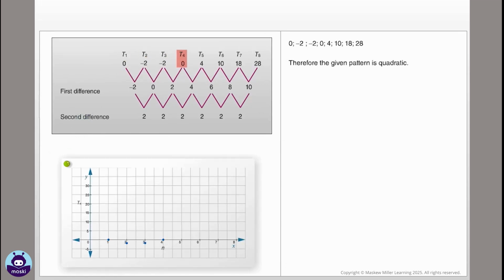Now, plotting the numbers in the pattern against the term numbers, we get the graph of a quadratic pattern, which is similar to that of a quadratic function.